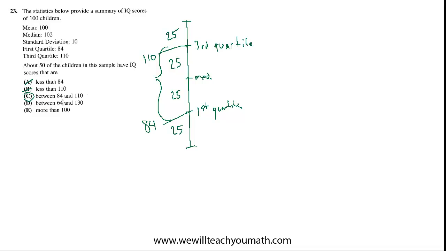D says between 64 and 130. I'm not actually even sure where that one comes from. And then more than 100. It's not unreasonable to think that, well, actually, what was the mean? Yeah, the mean was 100, so it's not unreasonable to think that 50% of the data would be above the mean. But technically, it's really the median. 50% of the data would be above the median. And since the median and the mean are not the same in this case, E wouldn't be true. But E wouldn't be far off. That's probably the next best choice. But C is truly the answer.